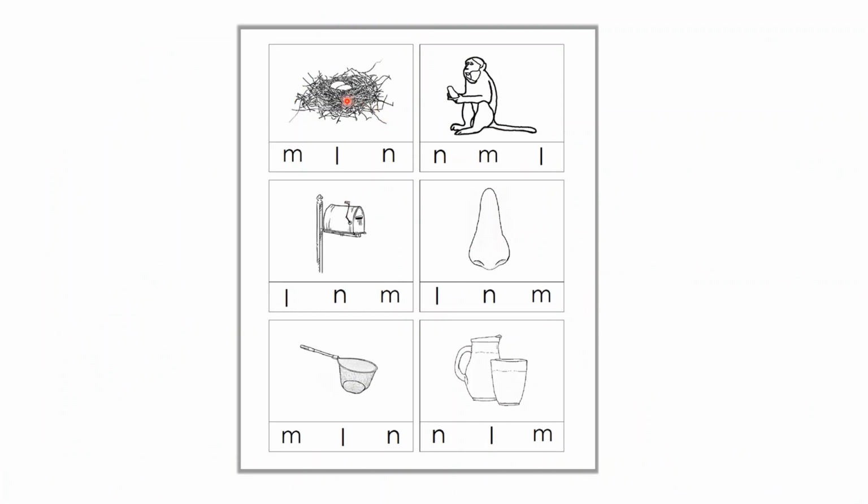What picture is this? Nest. But it start with N. We are going to find N and circle it. Here it is. Let's circle that. Now we are going to find rest of the first sound of these pictures. And when you are done, we can move on to next one.